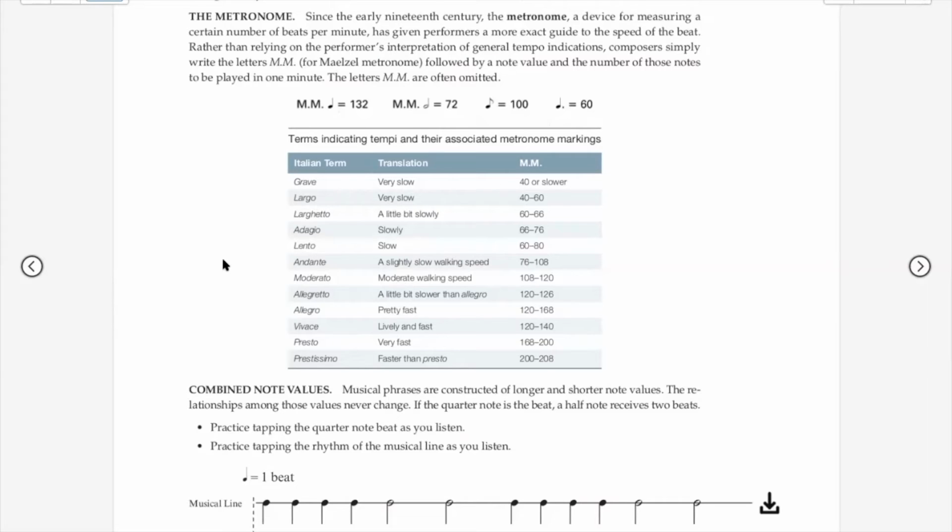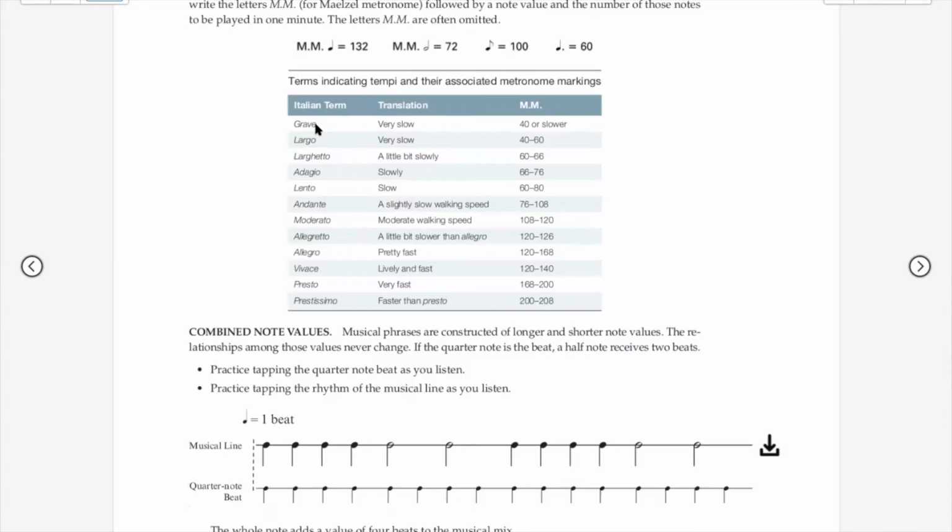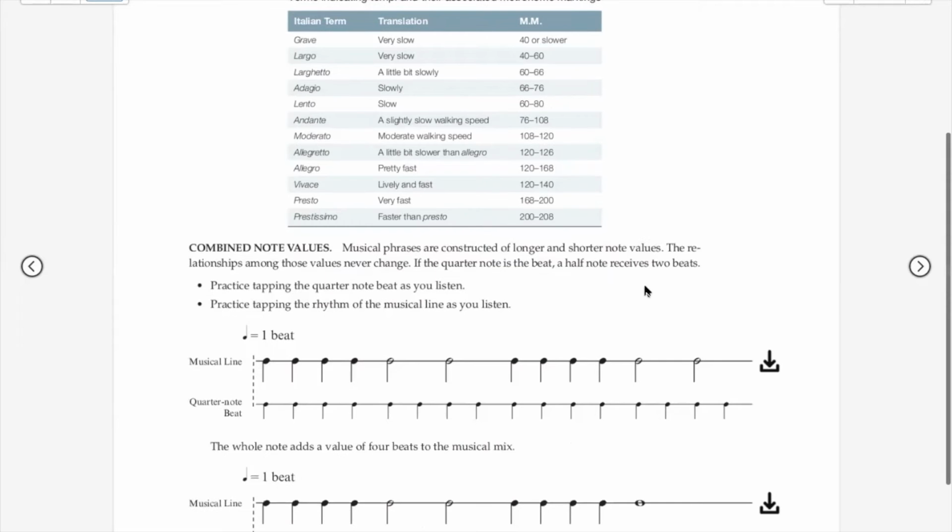And here's some of the words that you saw earlier: grave, largo, larghetto. We didn't say that one, but that means a little slow. Adagio, lento, andante, moderato, allegretto, allegro, vivace, presto, prestissimo. Most of those you heard already. And this is a relative metronome marking for what those are. But it's not carved in stone. We can do it any way we want.